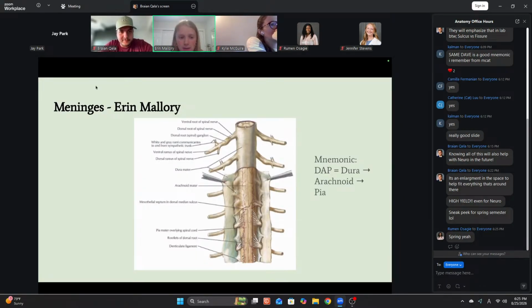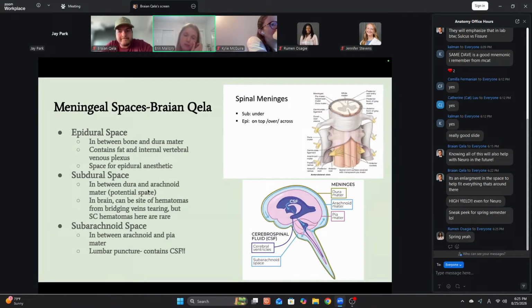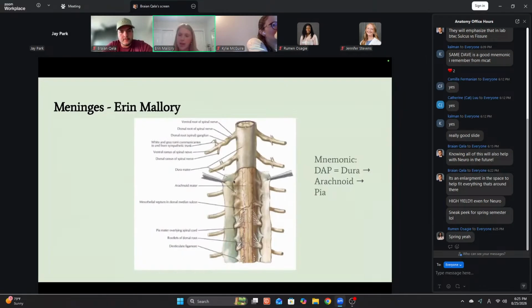Yeah, but these denticulate ligaments basically suspend the spinal cord to the dura, so keep that in mind. I guess I didn't include a picture of the filum terminale, but you'll see it at the end. You'll see it more in the spring, but it's just the end of it. A little tiny line coming down.